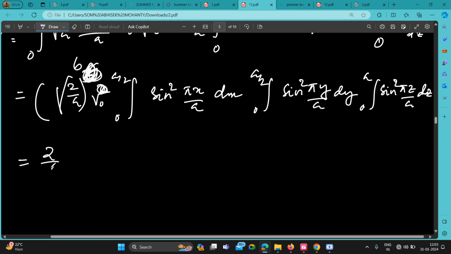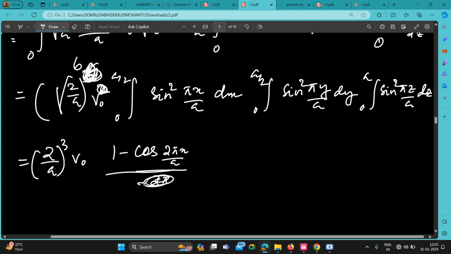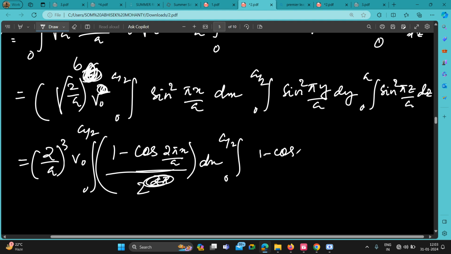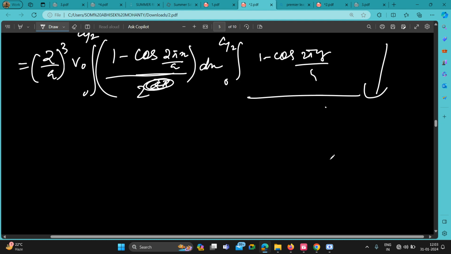So this is 2 by a whole cube V naught. This is 1 minus cos 2 pi x by a, by 2, dx, 0 to a by 2, 0 to a by 2, 1 minus cos 2 pi y by a. It's like that. Okay, the integration will go on like that. We have done this kind of integration, so I hope you can do this. So this is what your perturbation was. Okay, everything about perturbation we did, so I hope you understood.